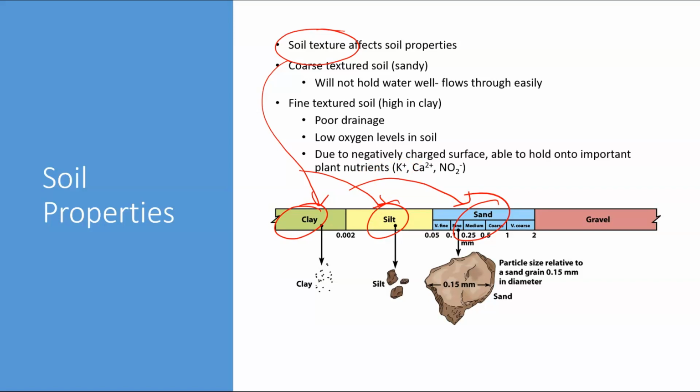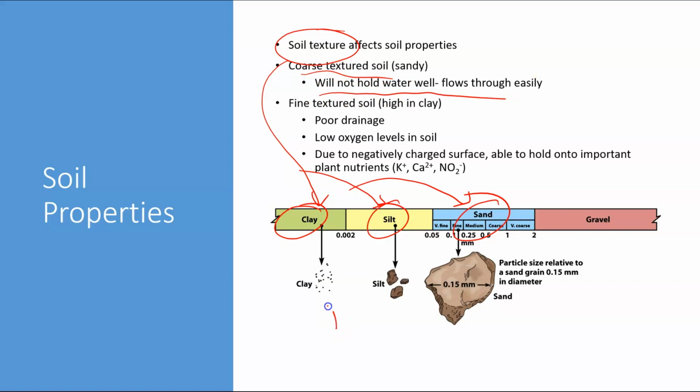Right? So if we have a coarse textured or sandy soil, it will not hold water well, because again, we have bigger particles, better connected pore spaces, highly permeable, which means more prone to leaching, right? So coarse textured soil will not hold water well.